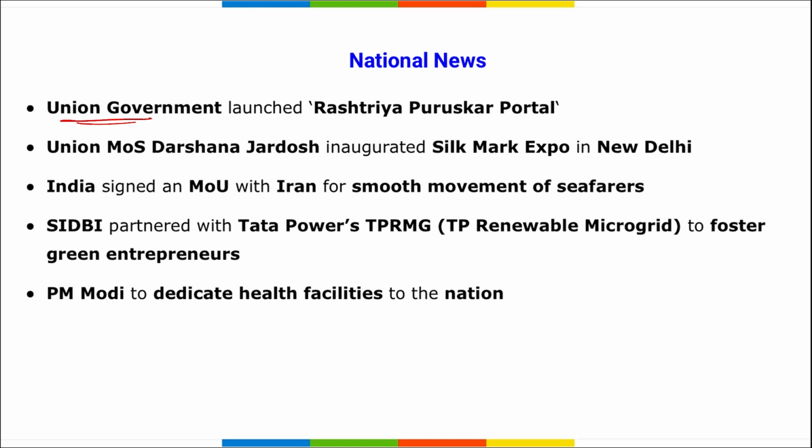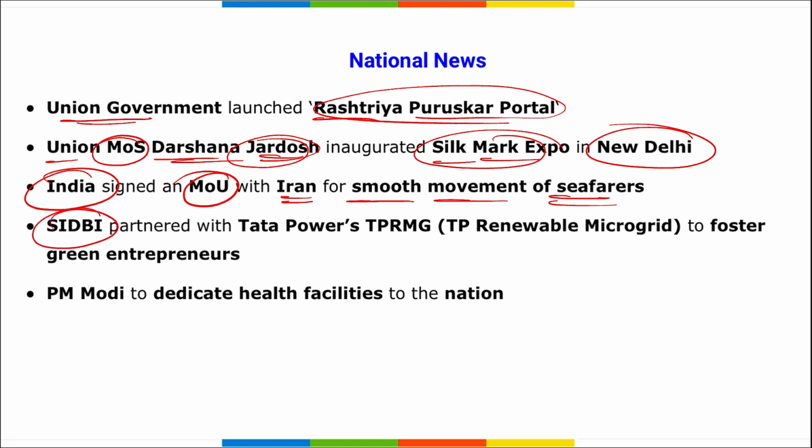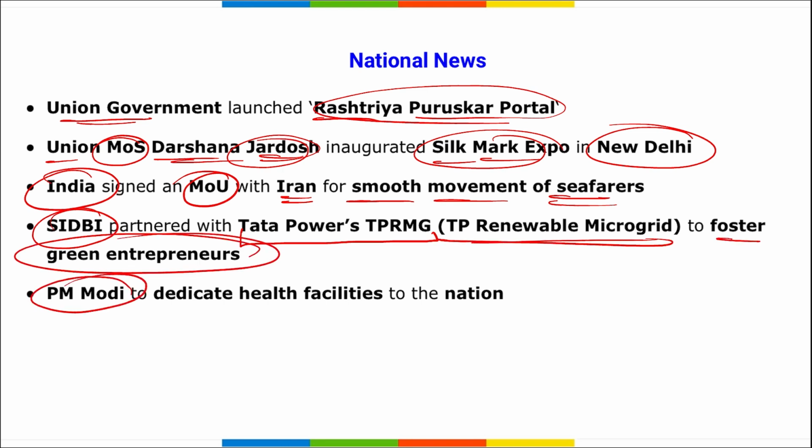Next, Union Government launched Rashtriya Puraskar Portal. Union Minister of State Darshana Jardosh inaugurated the Silk Mark Expo in New Delhi. India has signed a memorandum of understanding with Iran for smooth movement of seafarers. SIDBI partnered with Tata Power TPRMG, that is Tata Power Renewable Microgrid, to foster green entrepreneurs. And Prime Minister Modi dedicated health facilities to the nation.